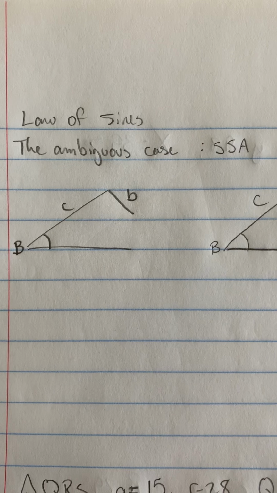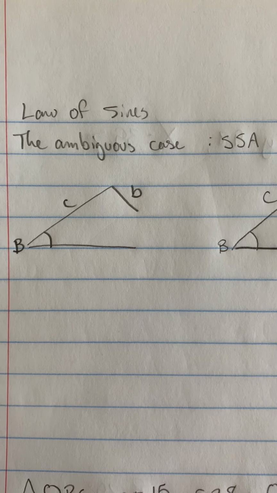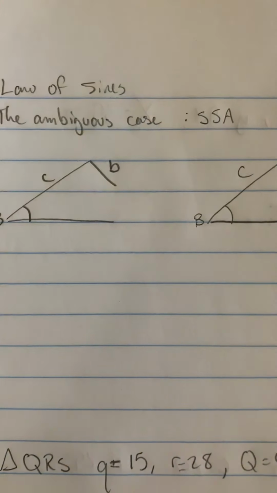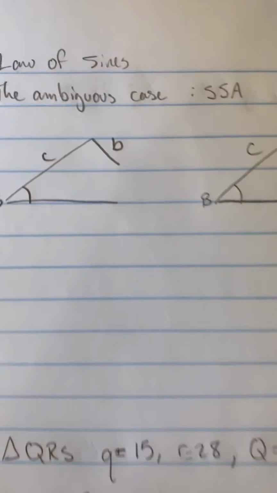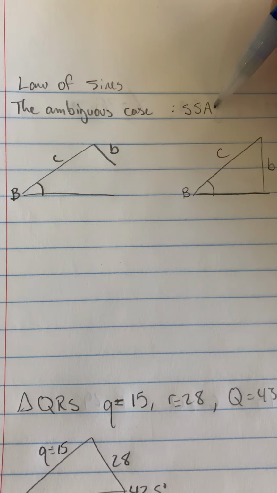Hello and welcome back. It's time to talk about what happens when the law of sines gets complicated, and that is what we call the ambiguous case. It comes about whenever you're dealing with a side-side angle scenario.